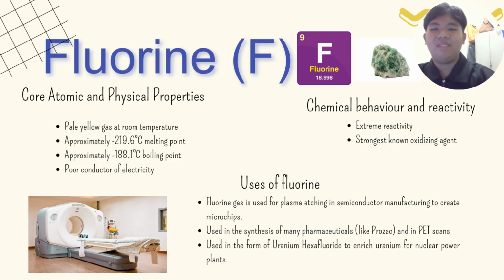Lastly, for fluorine's common uses, fluorine gas is used for plasma etching in semiconductor manufacturing to create microchips. It is also used in the form of uranium hexafluoride to enrich uranium for nuclear power plants. It is also used in the synthesis of many pharmaceuticals like Prozac and in PET scans. For those who are wondering what a PET scan is, it is in the picture provided. So that's all for fluorine.